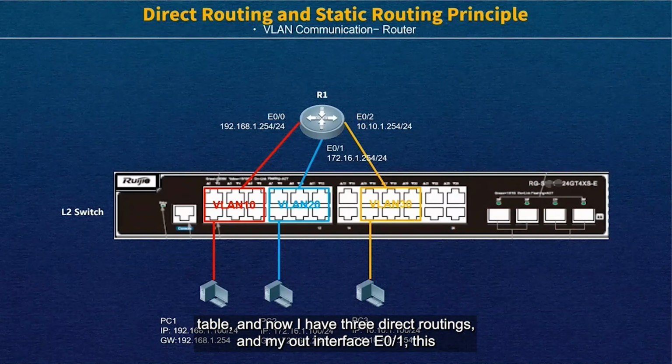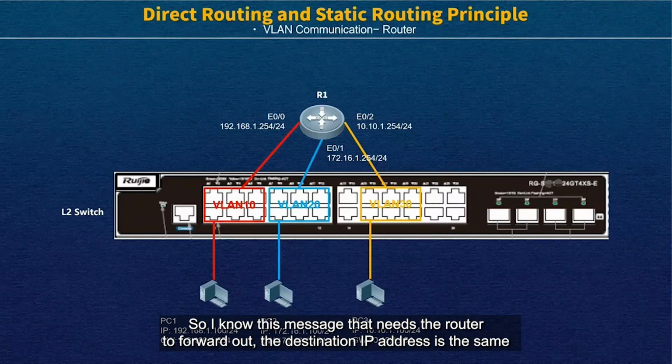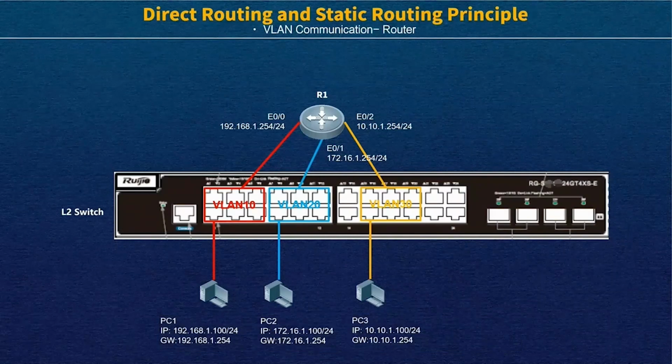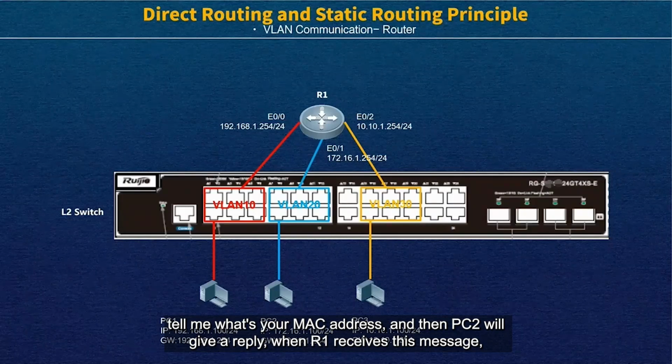And now I have 3 direct routes. And my outer interface Ethernet 0/1 has an IP address in the same segment as the packet's destination IP address. So I will know this message needs the router to forward it out. The destination IP address is in the same IP segment as my direct route. So I will directly send out the ARP request to PC2: please tell me what's your MAC address. And then PC2 will give a reply.